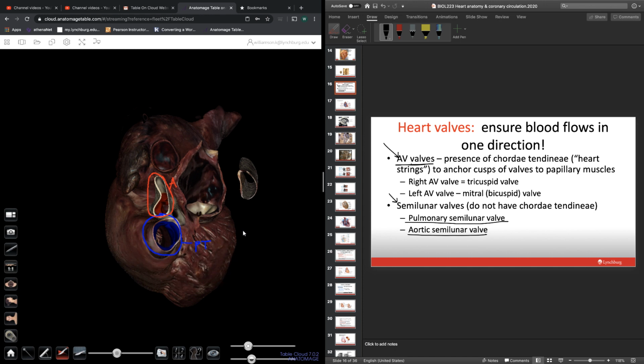One of the things to notice about these valves is that they do not have chordae tendinae. And this is really important. Atrioventricular valves do have chordae tendinae, semilunar valves do not.